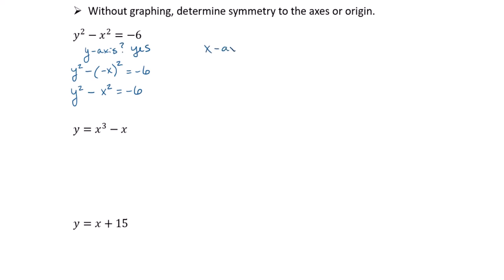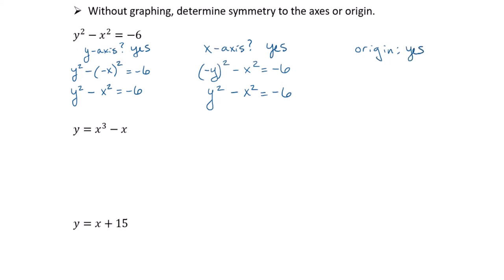What about the x-axis? I'm going to replace the y with a negative y and see if I can come up with an equivalent equation. And negative y squared is going to be the same as positive y squared. So yes, we have symmetry to the x-axis. And automatically, we have symmetry to the origin because we have a yes here and a yes here.